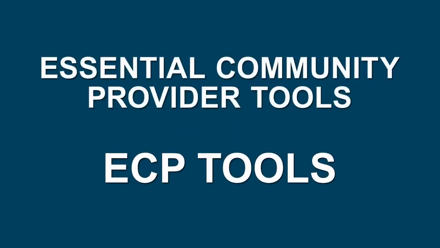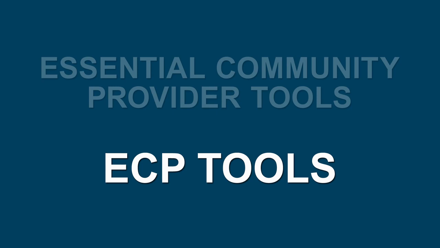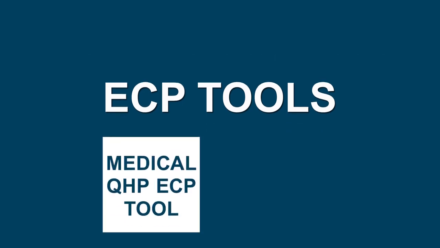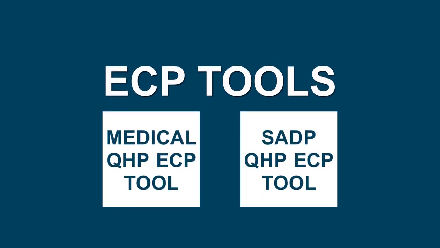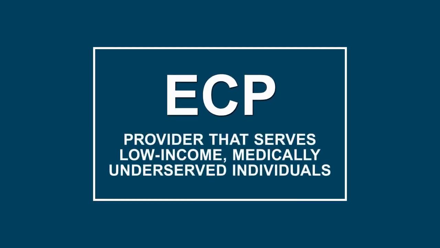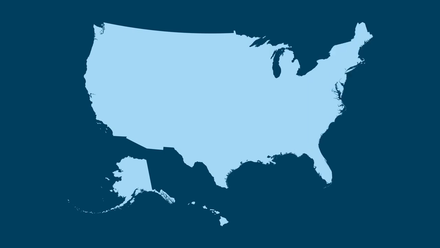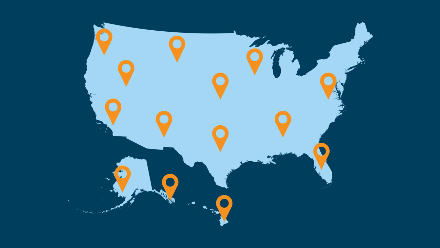The Essential Community Provider tools, or ECP tools, help ensure that health plans meet the ECP requirements for QHP and Standalone Dental Plan, or SADP, certification. The requirements and steps for using the review tools outlined in this video apply to both the Medical QHP and SADP QHP ECP tools. An Essential Community Provider, or ECP, is a medical or dental provider that serves predominantly low-income, medically underserved individuals. To meet ECP requirements, applicants must have contracts with 35% of available ECPs in each service area they cover. Applicants will be asked to report provider data in each network associated with a health plan.